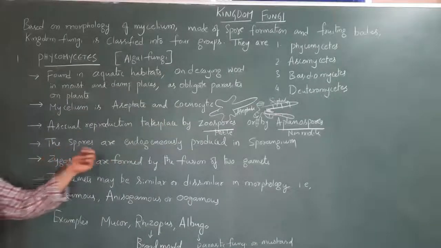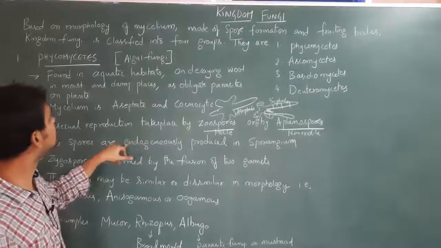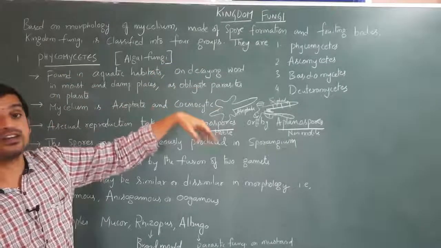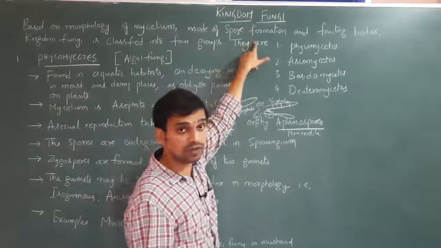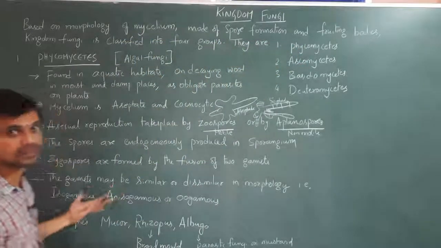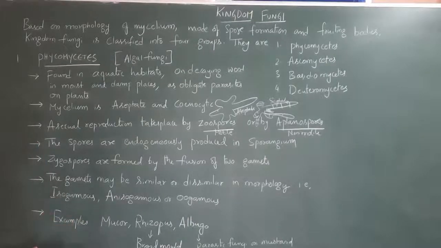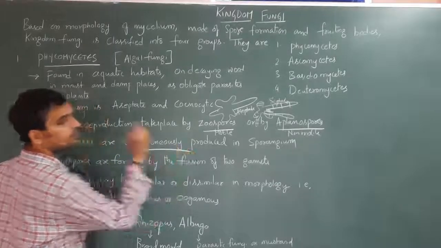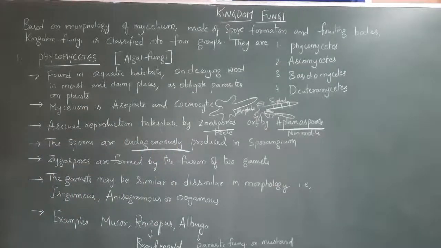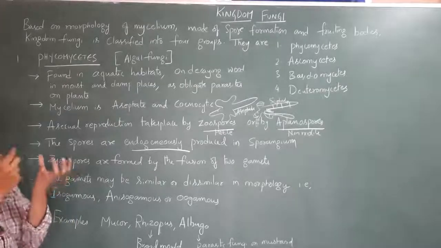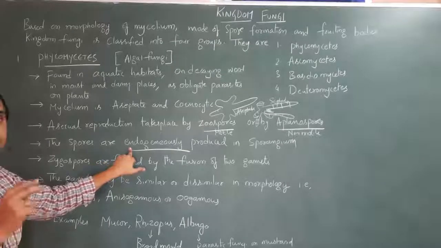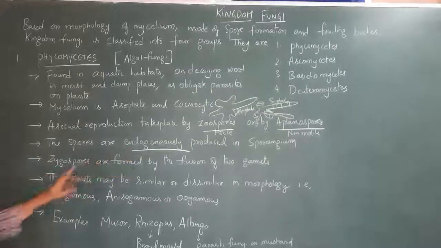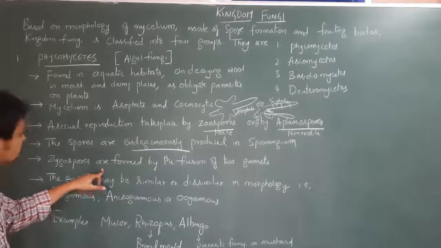Now coming to how the spores are formed. We already discussed on what basis the fungi is classified into 4 groups: morphology of the mycelium, mode of spore formation and fruiting bodies. Whether the spores are produced endogenously or exogenously. In case of phycomycetes, the spores are formed endogenously within the sporangium. Sporangium is a structure which can hold the spores. Next, now coming to sexual reproduction.